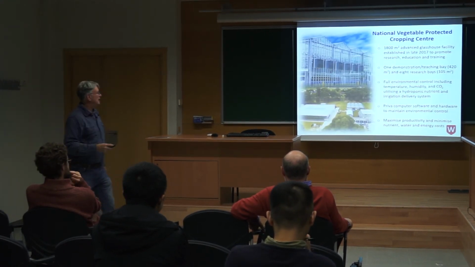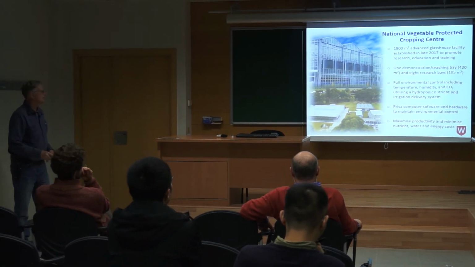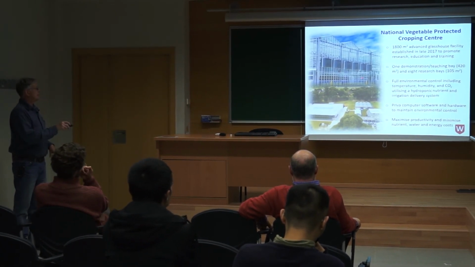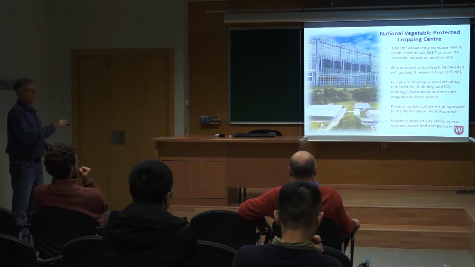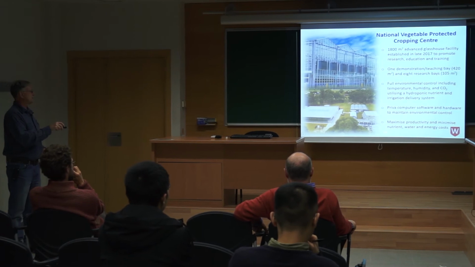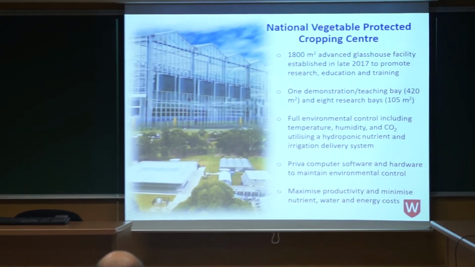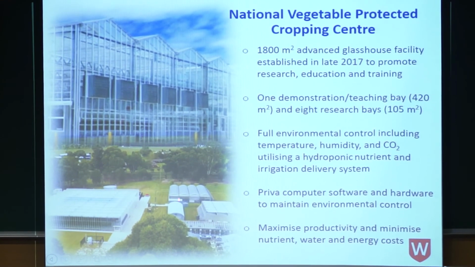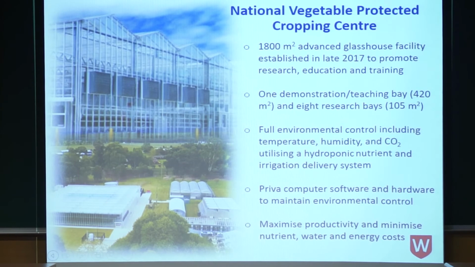So we are the National Vegetable Protected Cropping Center. This is our glasshouse. No, it's not that large, but it's here, so it's pretty big. These are some of our other glasshouse facilities, and we're expanding our footprint for horticulture. We're producing a facility that's maybe 10 times this size now on campus. So we're getting into it in a very large way.